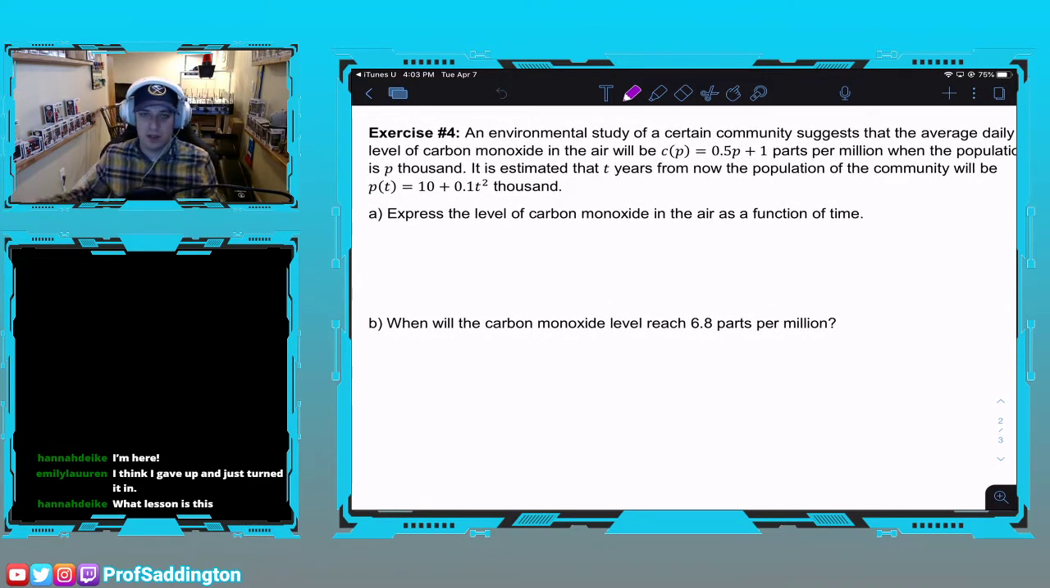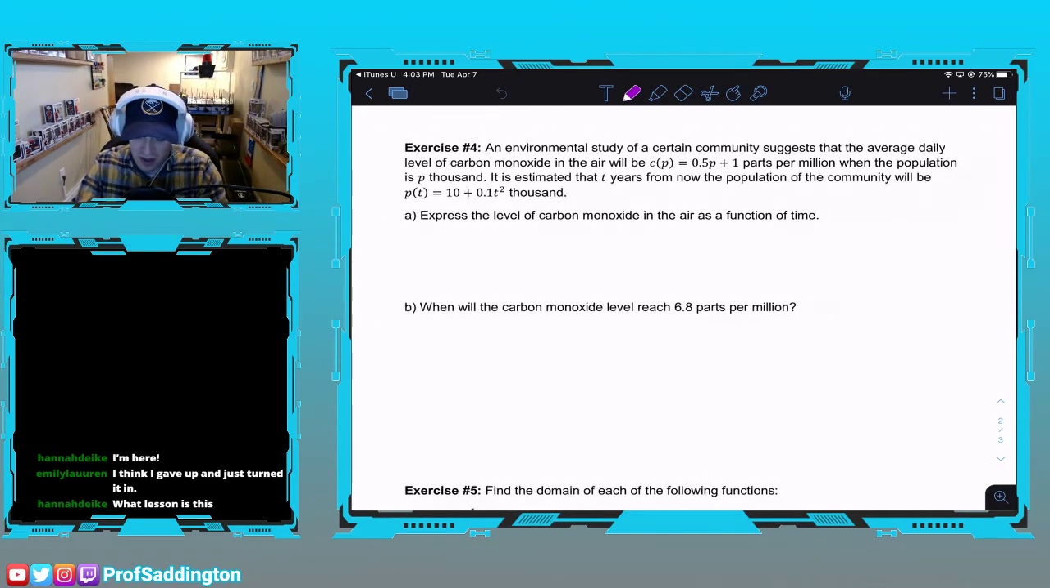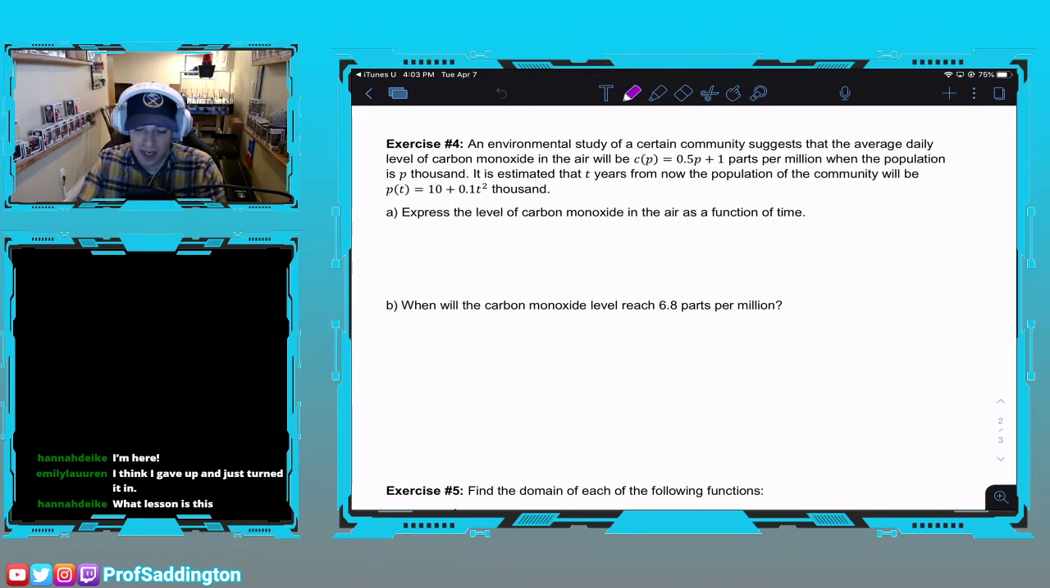So number 4, I'll read through it because I know you guys love your word problems. It says an environmental study of a certain community suggests that the average daily level of carbon monoxide in the air will be C of P equals 0.5 P plus 1 parts per million when the population is P thousand. It is estimated that T years from now, the population of the community will be P of T, and so on. So when you look at the first part, it says express the level of carbon monoxide in the air as a function of time.